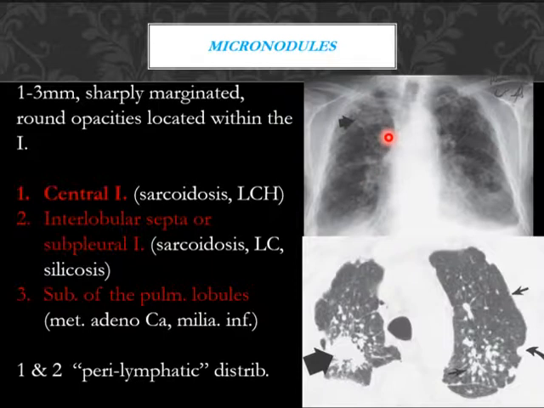As in this case, this is a case I think of silicosis, showing on the chest X-ray scattered nodules and conglomerate mass, and also in the case of CT, these are the nodules, subpleural nodules and conglomerate masses.